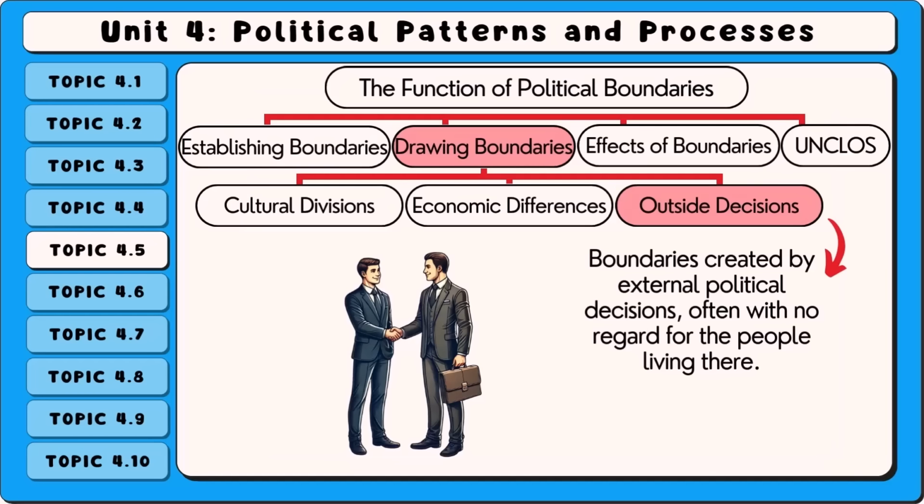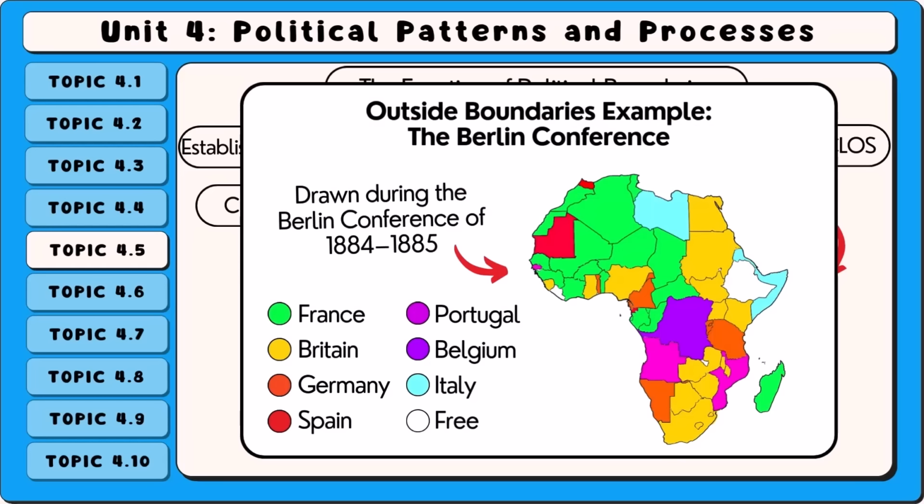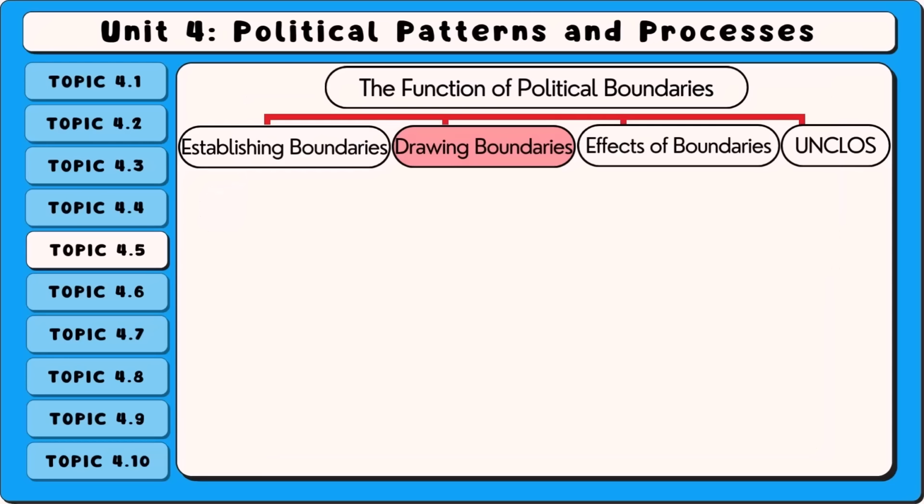Finally, there are boundaries created by external political decisions, often with no regard for the people living there. For this lesson, the AP Human Geography curriculum gives one explicit example, so it might be covered in the exam. This example is the Berlin Conference of 1884. We also discussed the Berlin Conference in the previous lesson. During this conference, European powers divided up Africa into colonies. These superimposed boundaries ignored tribal and cultural lines, and the result was long-term conflict and weak national unity in many African countries.